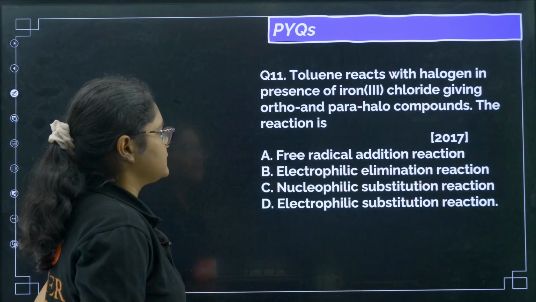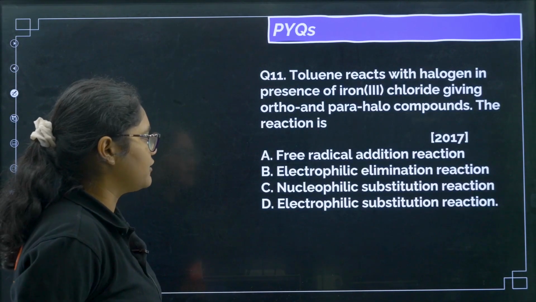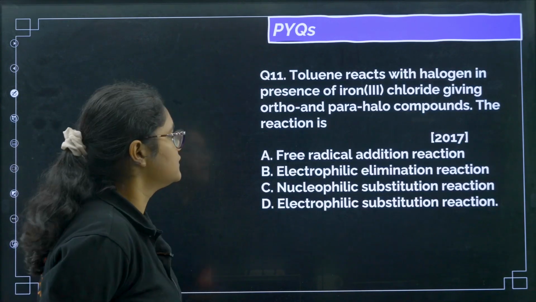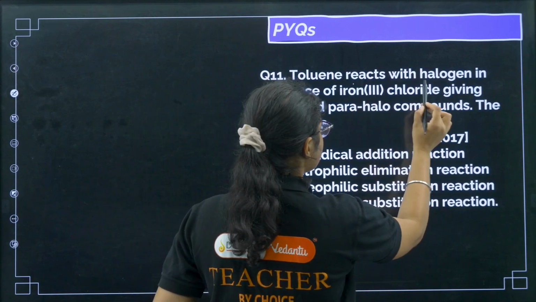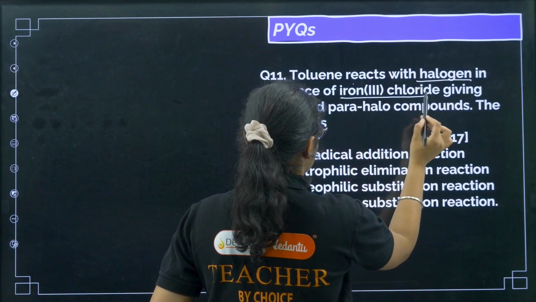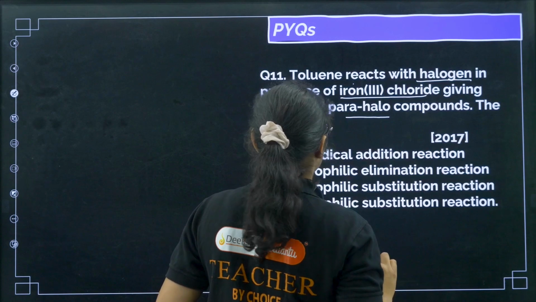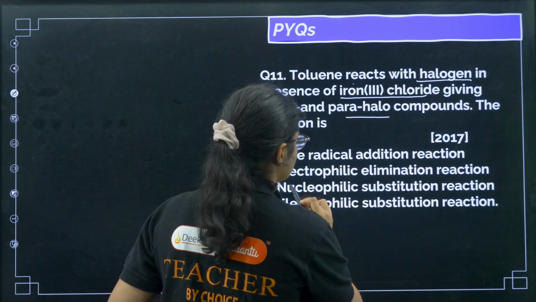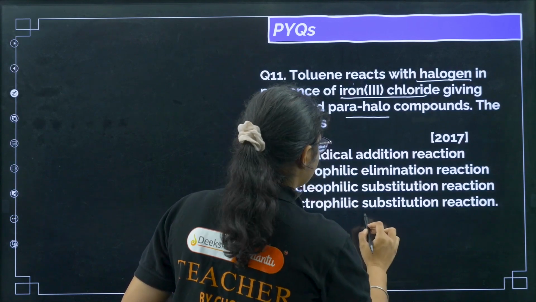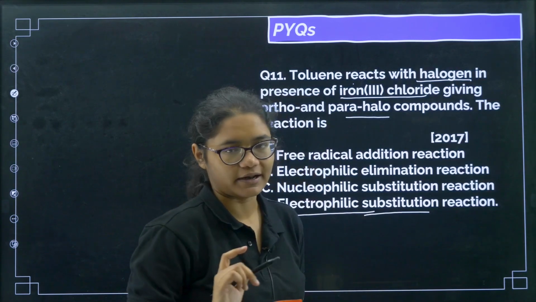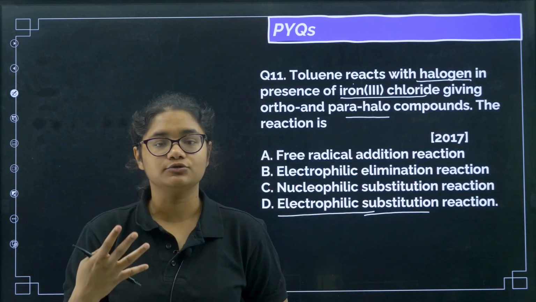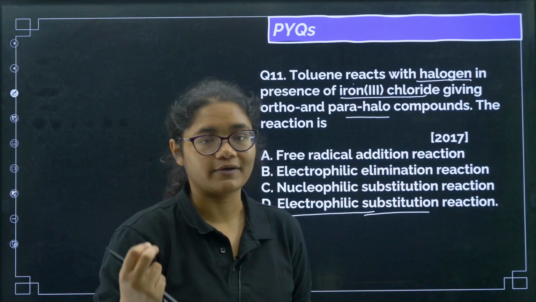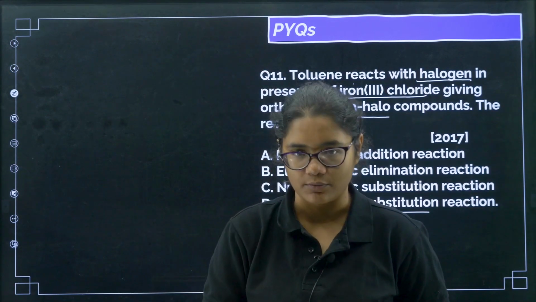Okay. Next, toluene reacts with halogen in the presence of FeCl3 giving ortho and para halo compounds. So if you remember, toluene reacts with halogen in the presence of FeCl3 giving ortho and para products. The reaction is, okay. So here this is an electrophilic substitution reaction. Last class I told you why benzene shows electrophilic substitution reaction, because benzene itself behaves as a nucleophile due to the presence of free electrons around it, right.